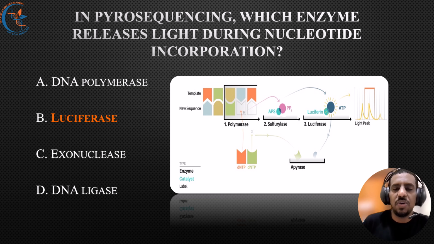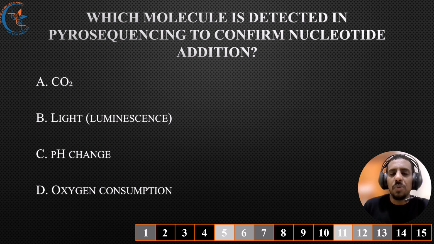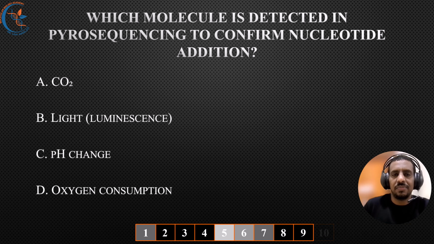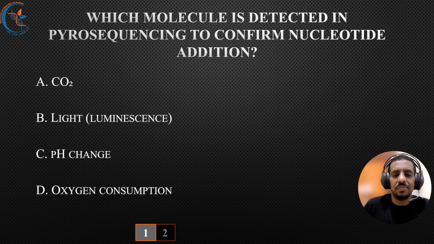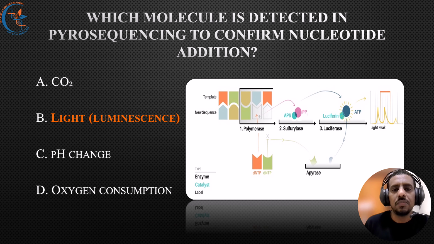Okay, let's move on. Which molecule is detected in pyrosequencing to confirm nucleotide addition? The correct answer is light emission. Light emission is the detectable signal in pyrosequencing when a nucleotide is successfully incorporated into the growing DNA strand. All right, let's move on.